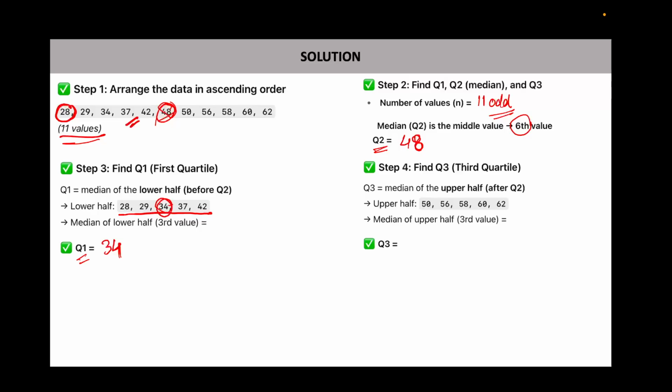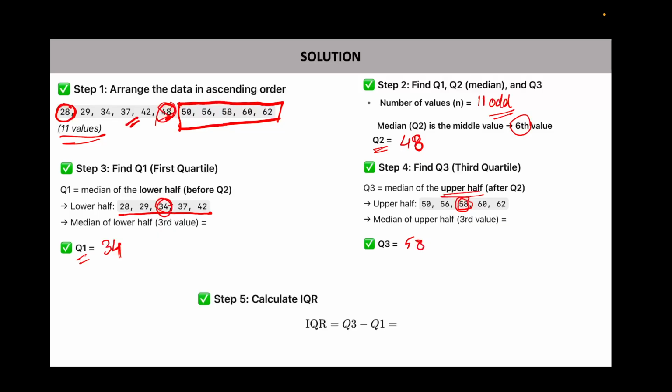Now we need to find the Q3 value, which is the third quartile. The third quartile value will be the median value of the upper half. Your median value was 48, and the upper values will lie from 50 to 62. Again, it is a 5 value set, so the third value will be the median of the upper half. So in this case, Q3 will be 58.